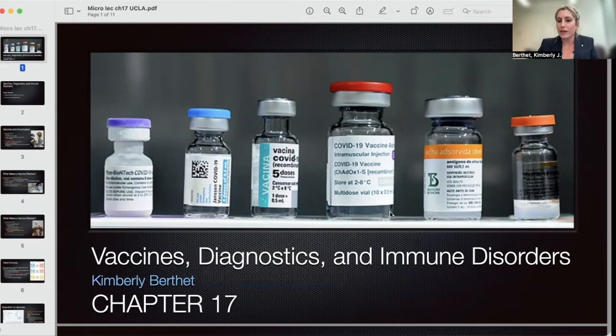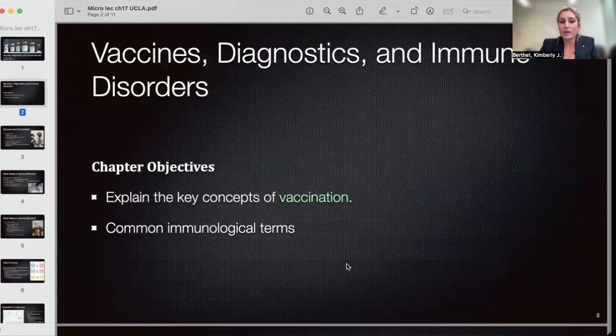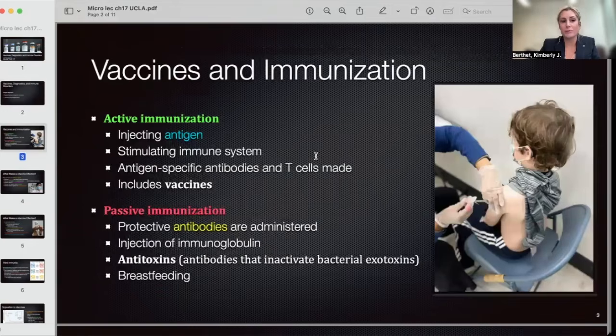This links with our immune system. So we covered the innate immune system, and then we went to the adaptive immune system. And now we're going to look at how vaccinations work with the immune system. So we're going to look at the key concepts of vaccination and immunological terms coming up.